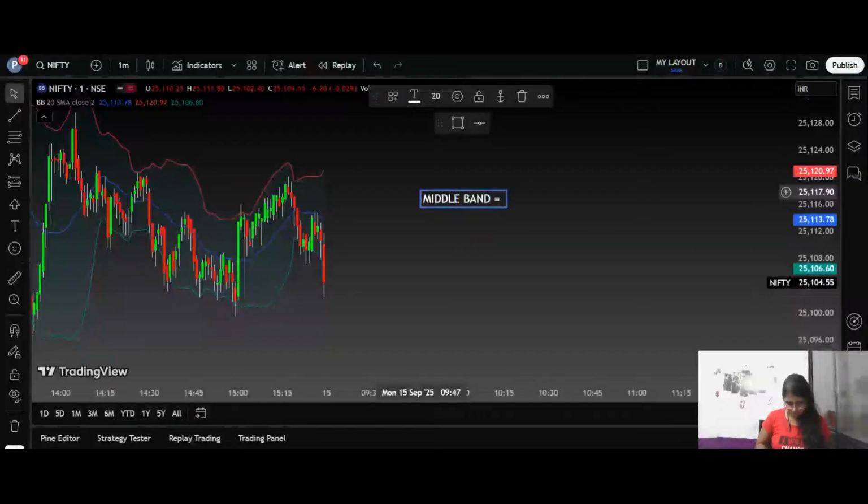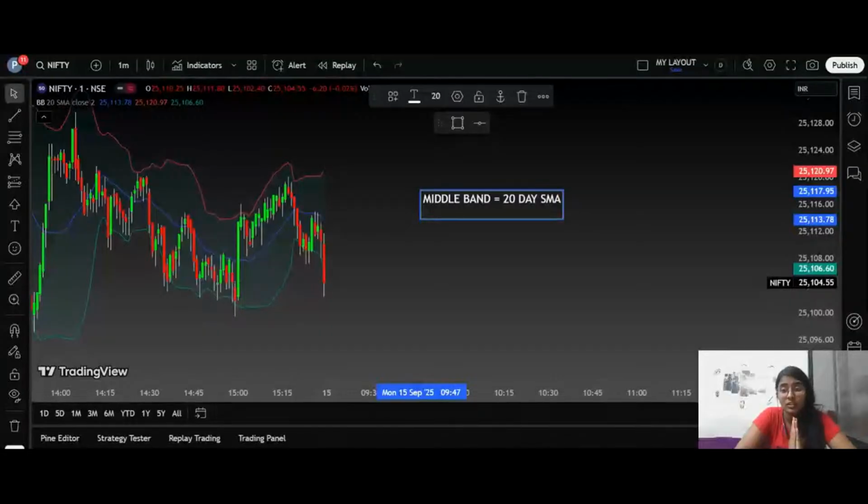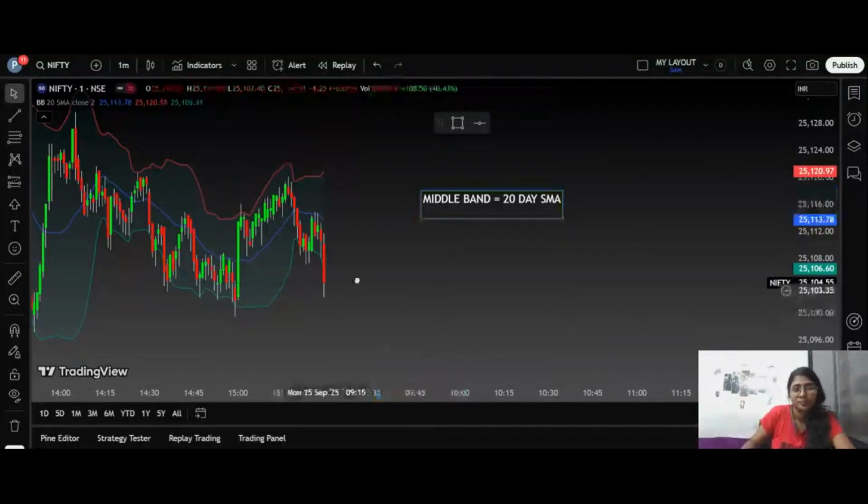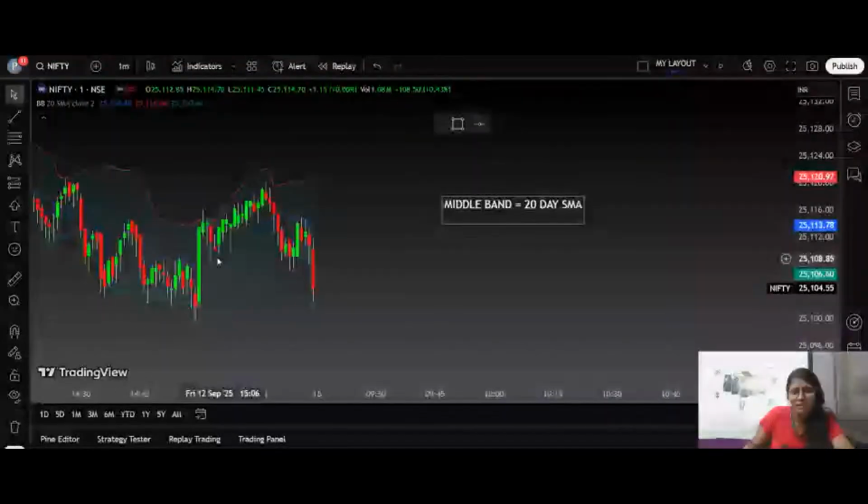Middle band is equal to the 20-day SMA. SMA is simple moving average. The meaning of simple moving average is, suppose I took here a 20-day simple moving average. It means I will take the 20 days' prices of a stock or bonds, anything, and divide it by 20, which means I'll take the average of 20 days and make a band. So suppose here the band represents the 20-day SMA of these candles.